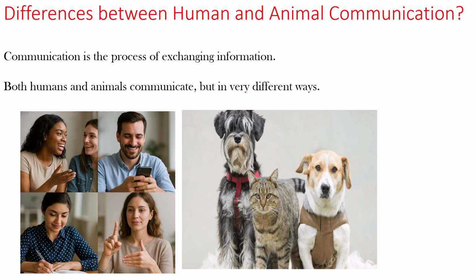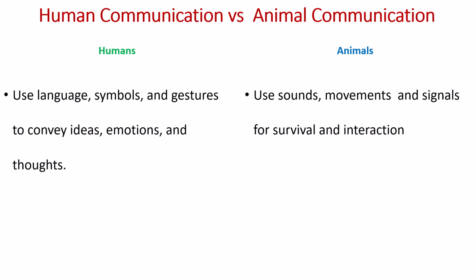Here, both humans and animals communicate, but they communicate in different ways. So let's see the difference between human and animal communication in detail. Let's see the key differences. Human communication is much more complex than animal communication, and it is more advanced due to language, creativity, and abstract thought, whereas animal communication serves immediate and survival based needs.